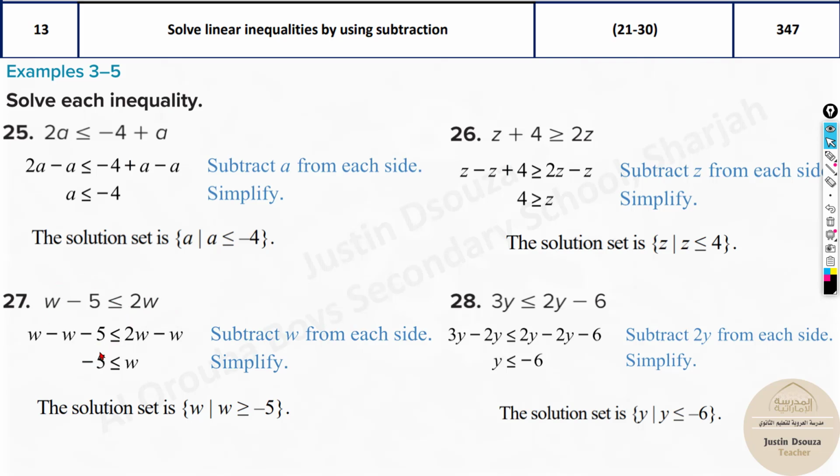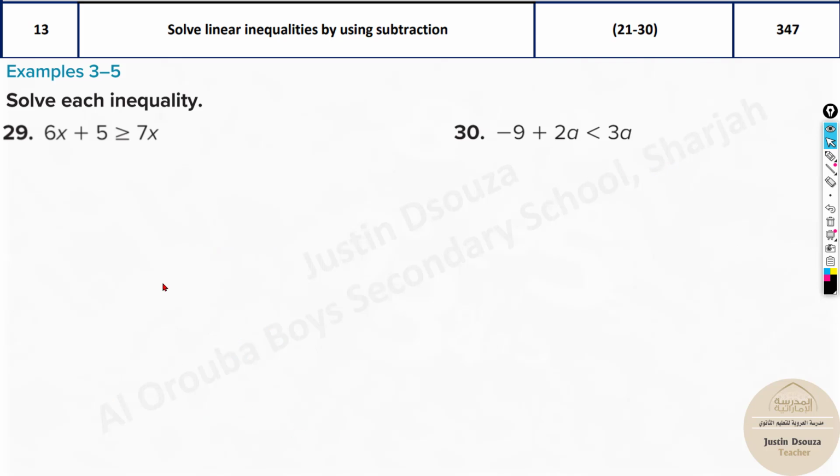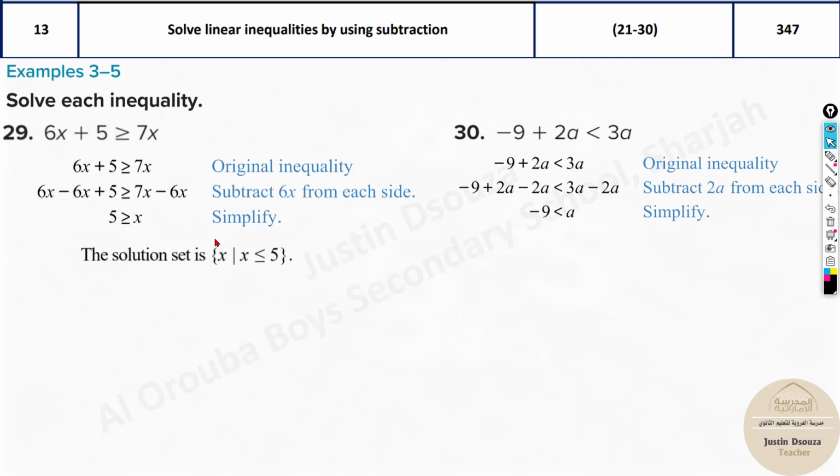And now here you got -5 less than or equal to w, which is w greater than or equal to -5. So always see the opening. Where is it? W is towards the opening, that means it's bigger. If it's closed end, that means it's smaller. Same thing over here. And the last two problems, please do it by yourselves and then check for the answers. These are the solutions. Very easy problems.